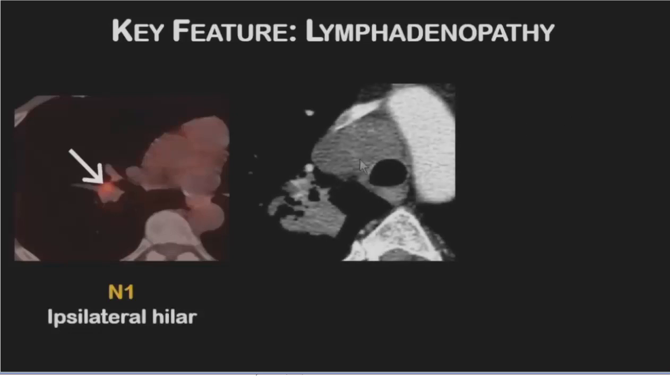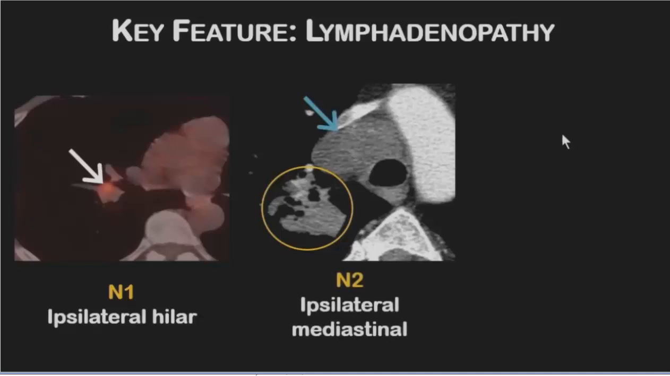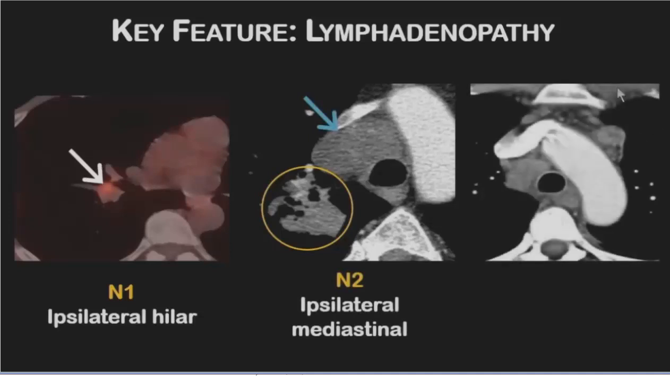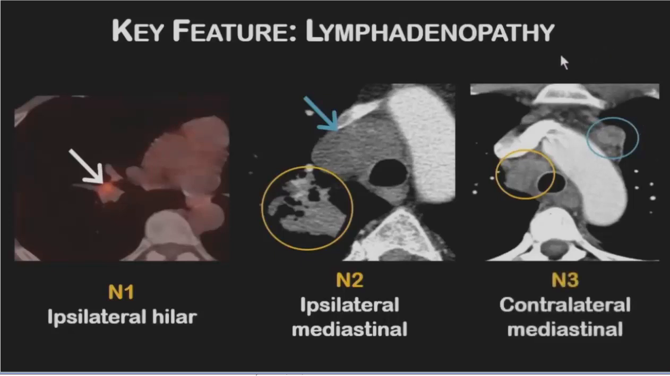Moving on to N2 disease, we can see the primary lung cancer here within the right lung, as well as this very enlarged right paratracheal lymph node, consistent with N2 disease. And finally, this image is of a patient who had a right lower lobe lung cancer, which we don't see on this image here, but there was this enlarged right paratracheal lymph node, which by itself would just be N2 disease, but the fact that we have this enlarged lymph node within the contralateral mediastinum makes this N3 disease, so this is much more extensive.